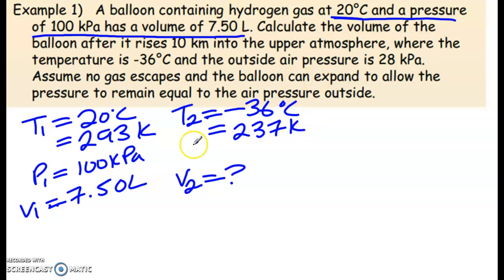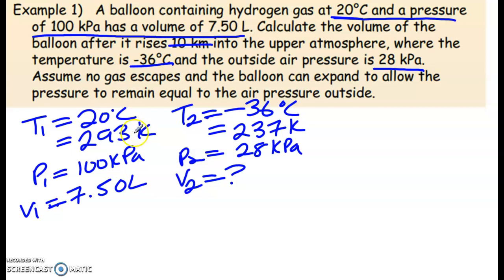And the outside air pressure, so P2, is 28 kPa. Assume no gas escapes and the balloon can expand to allow for the pressure to remain equal to the outside air pressure. Okay, so notice this 10 kilometers. For some reason, students think that just because there's a number in the question means that we have to use it. Not necessarily. They're literally just telling us where this balloon is flying to, okay?